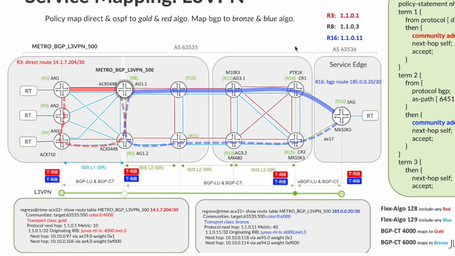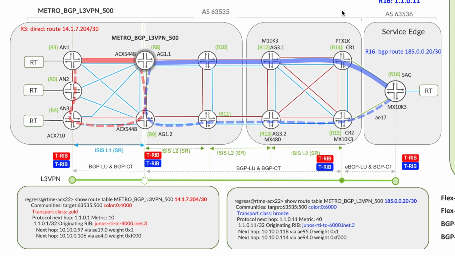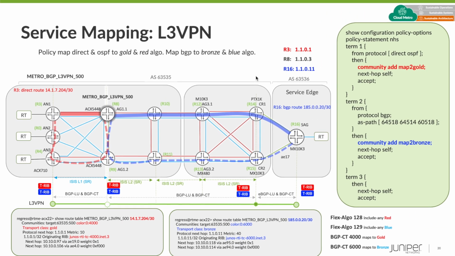And in the output below, you can see the effects of this configuration. From the VRF tables, those prefixes are clearly associated to distinct next hops based on our color mapping.